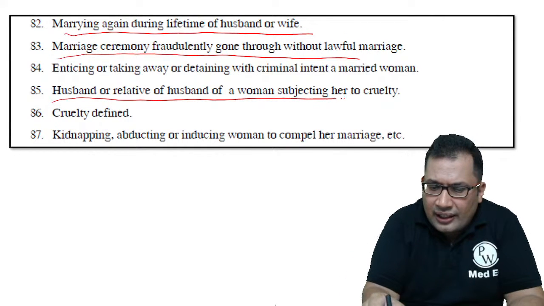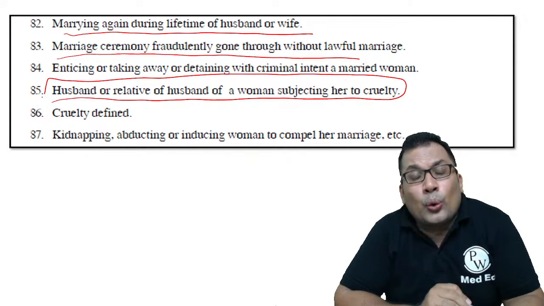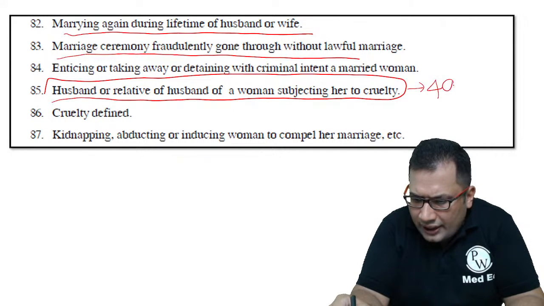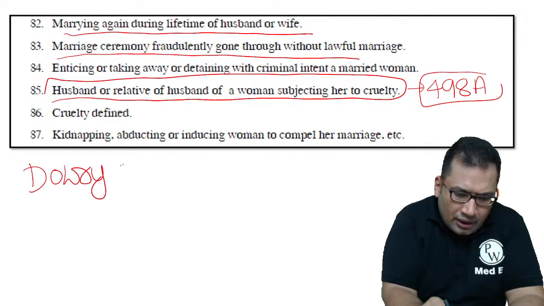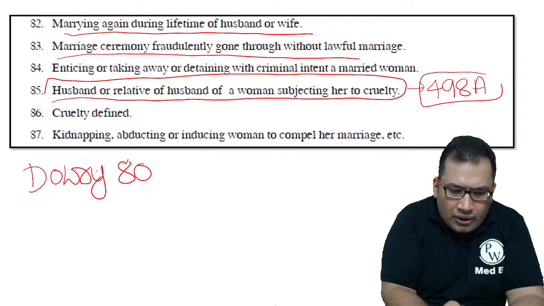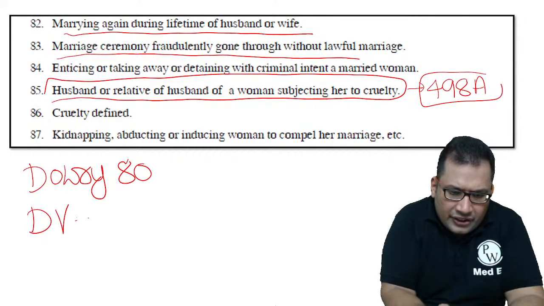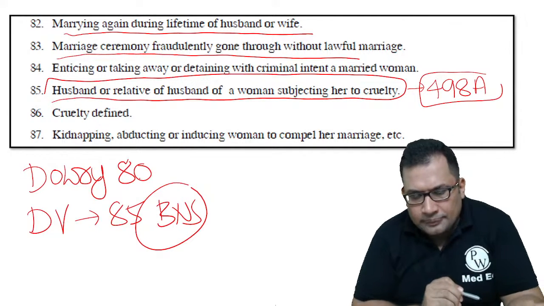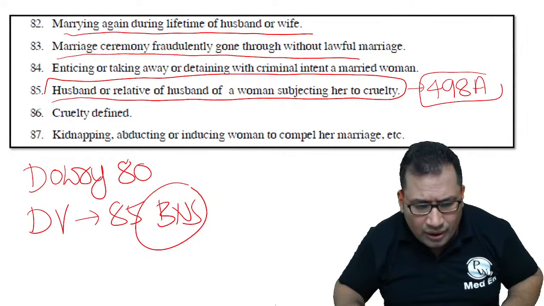Husband or relative of a woman subjecting her to cruelty: previously it was 498A, now it is 85. Dowry death comes under 80, and domestic violence, DV, comes under 85 BNS. So this is a systematic approach in the BNS.